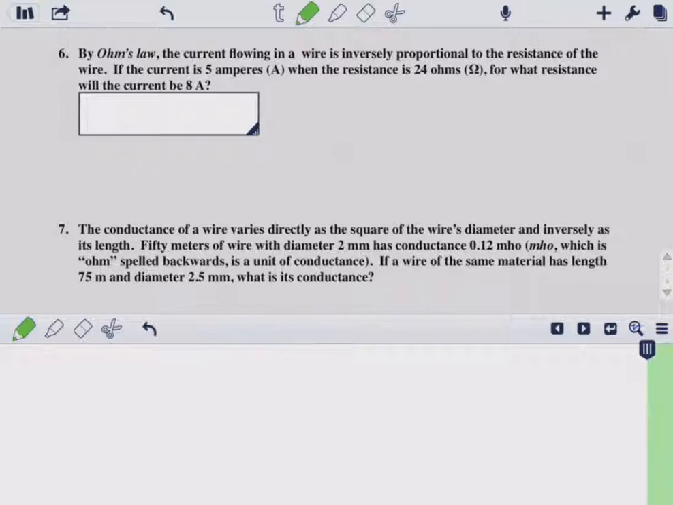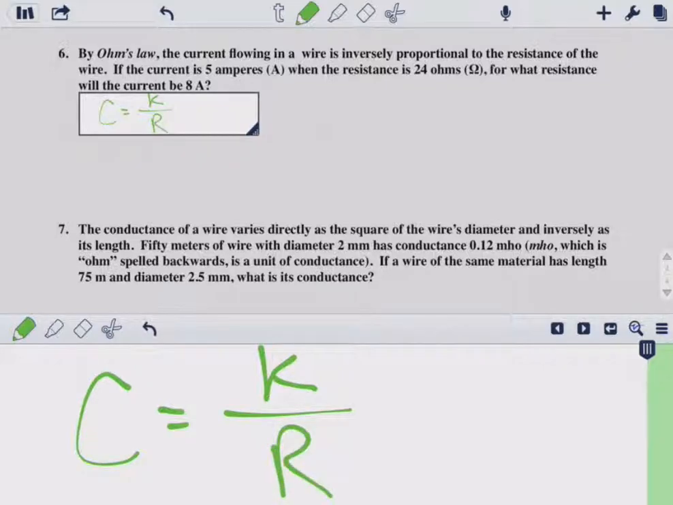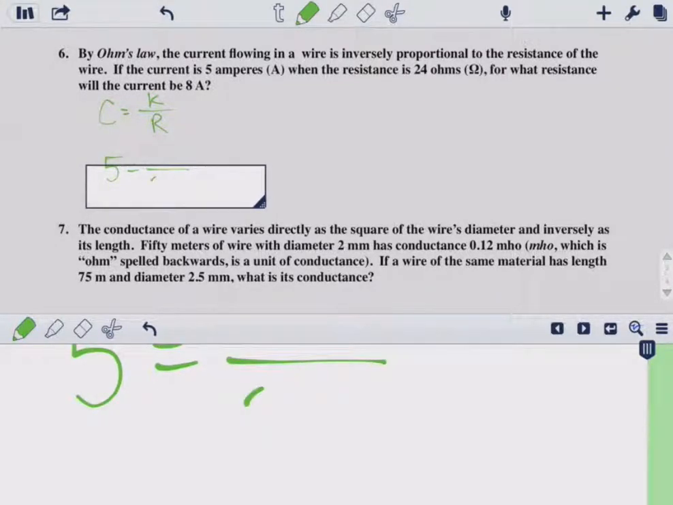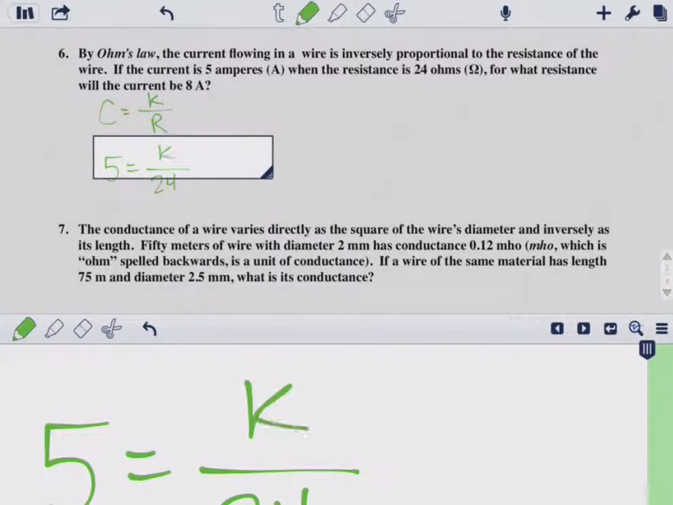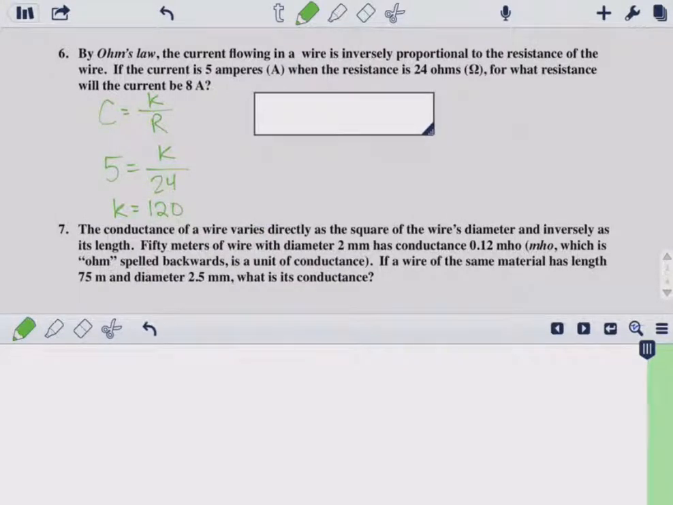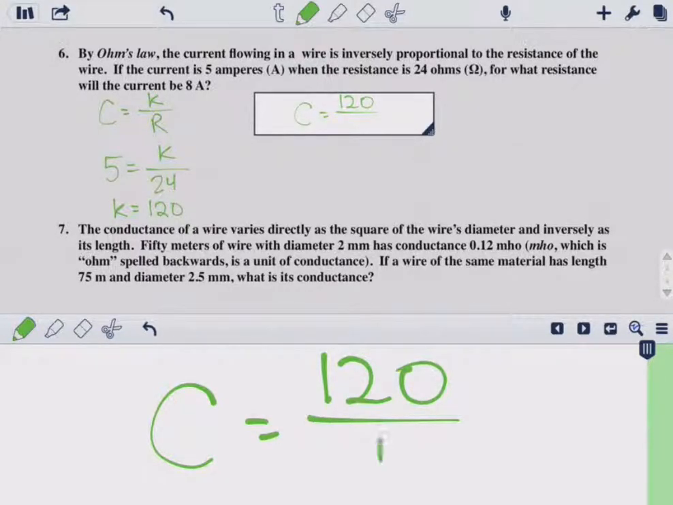Number 6 says, by Ohm's law, the current flowing in a wire is inversely proportional to the resistance of the wire. So we've got current is inversely proportional to the resistance, and I use C and R for current and resistance. If the current is 5 amperes when the resistance is 24 ohms, the first thing I've got to do is find K. Multiply 24 times K, and I get 120 is equal to K. So my constant is 120, and my equation is current is equal to 120 over R, which is the resistance.